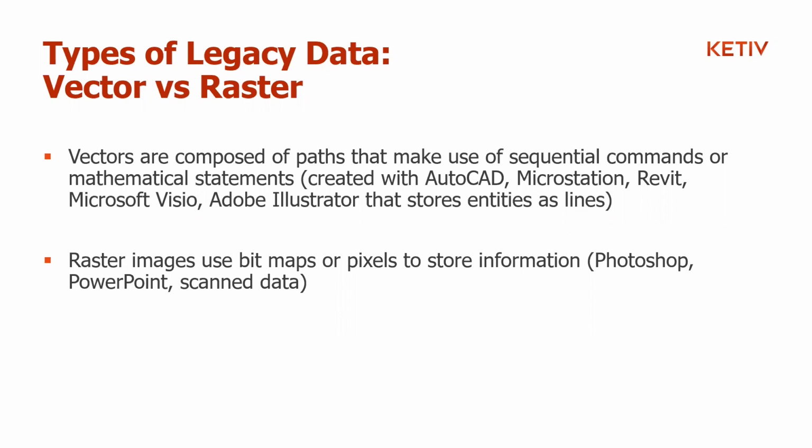The second one is raster imaging. These are either bitmaps or pixels that are used to store information. If you're getting these PDFs or images from Photoshop, from legacy data, PowerPoint, or maybe you took a picture of the layout on a piece of paper and scanned it on your printer, then it's probably going to fall into the raster image type of legacy data.